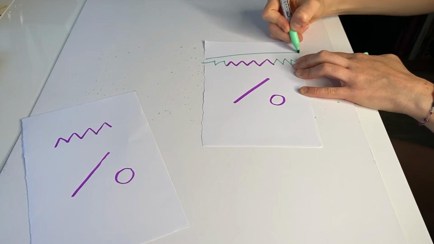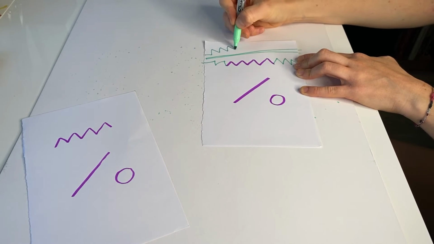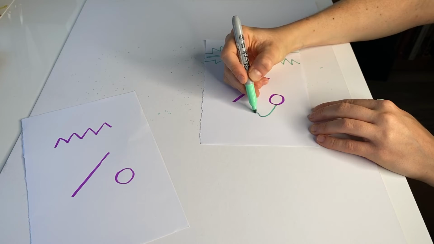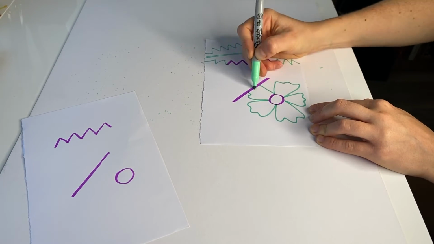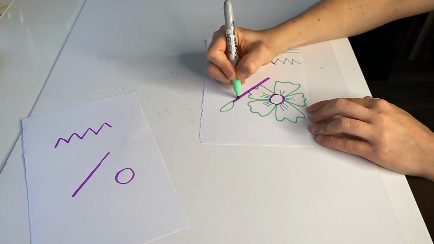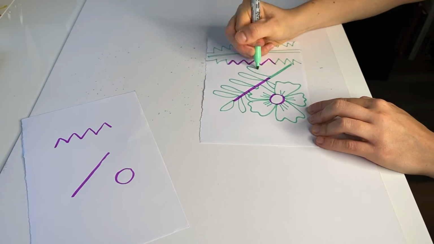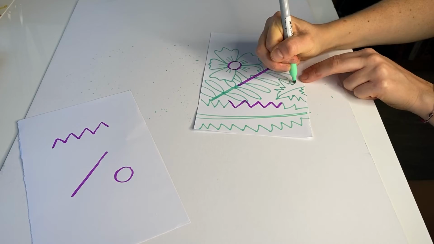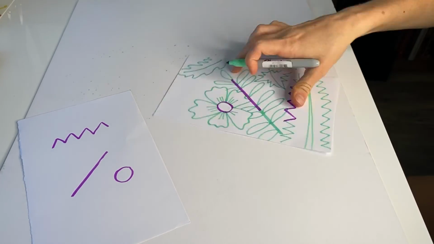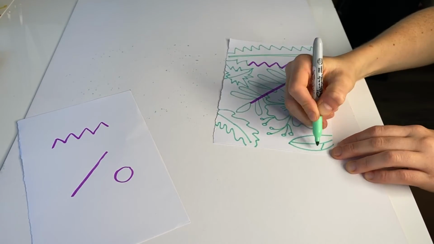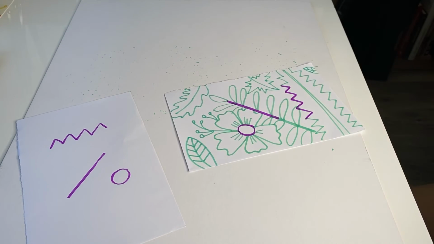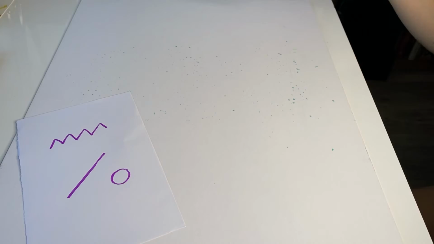From this angle, I can see my zigzag line being a part of a pointy leaf. Then I draw a flower and keep adding leaves to fill in my paper. And now our third drawing is ready.